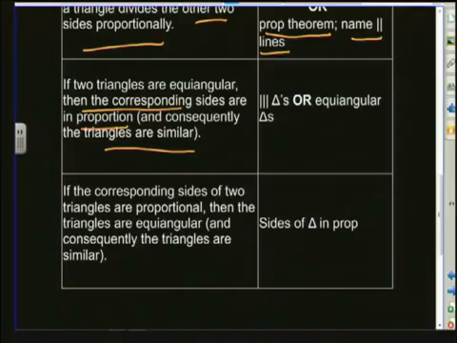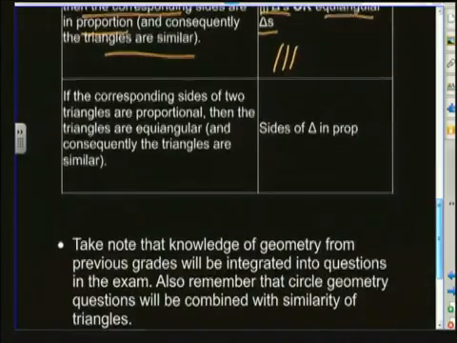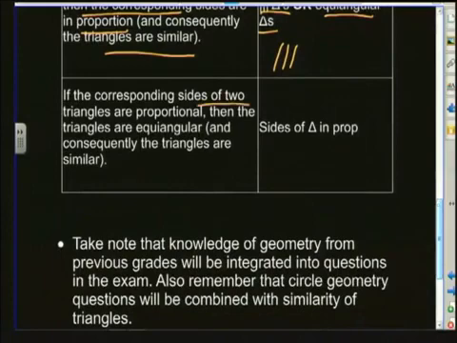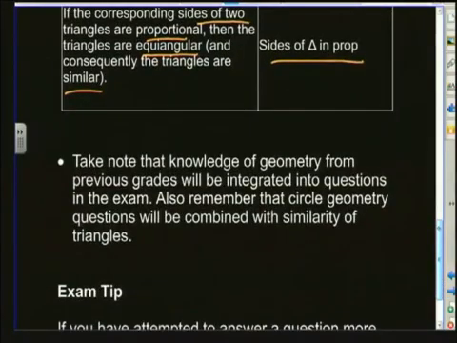Triangles, which is abbreviated using the sign for similarity, or you can simply state equiangular triangles. Now the converse of that, if the corresponding sides of two triangles are proportional, then the triangles are equiangular and consequently the triangles are similar. There you can simply state sides of a triangle in proportion, again abbreviating proportion to PROP.